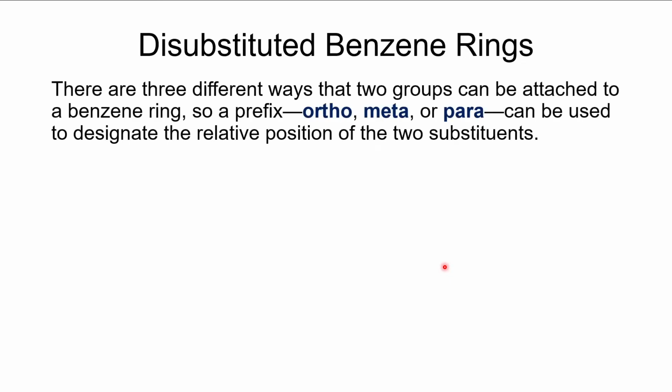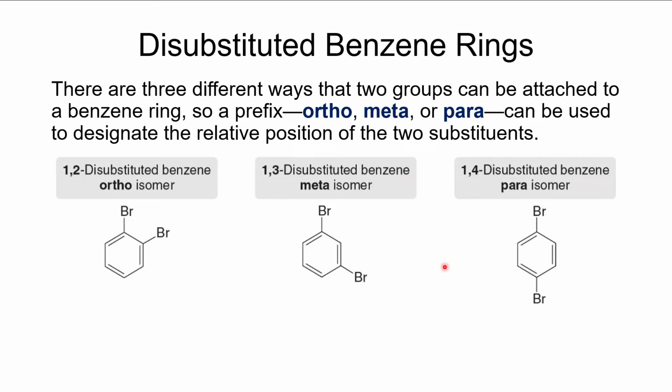When we have disubstituted benzene rings, there are different ways that the two groups can be attached to the benzene ring, and so we give them designations depending on how far apart they are. So if we have 1,2 substitution, we refer to that as the ortho isomer. If we have 1,3, we refer to that as meta, which just means in between. And if we have 1,4 substitution, we refer to that as para, which means opposite. So ortho is adjacent, meta is in between, and para is opposite. So 1,2, 1,3, and 1,4.